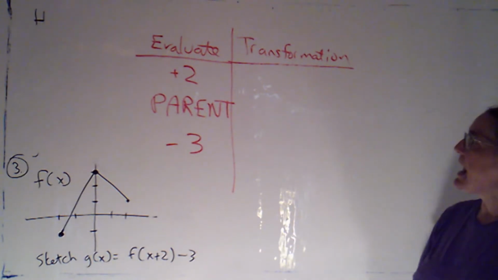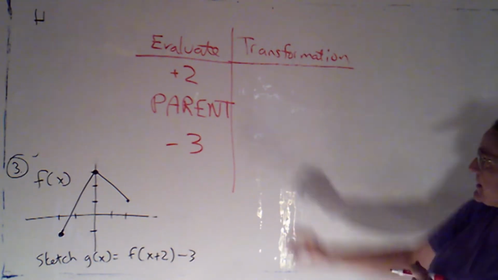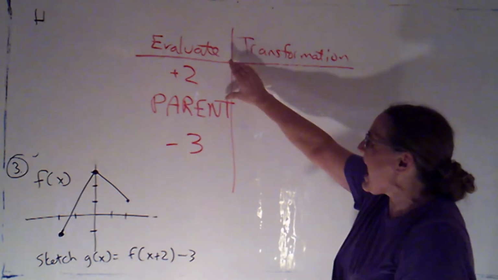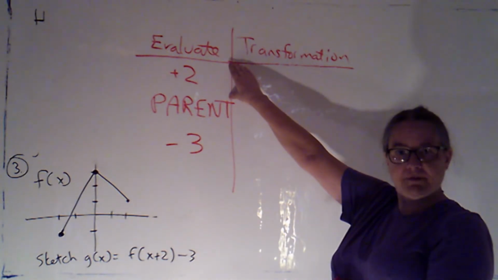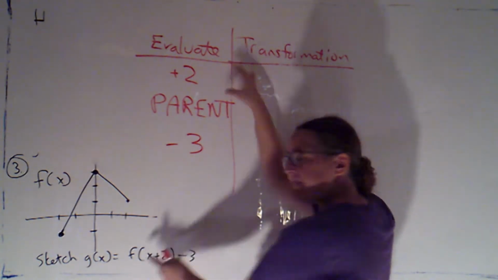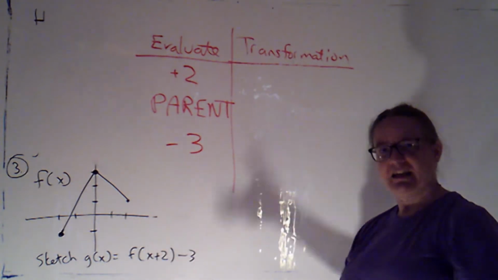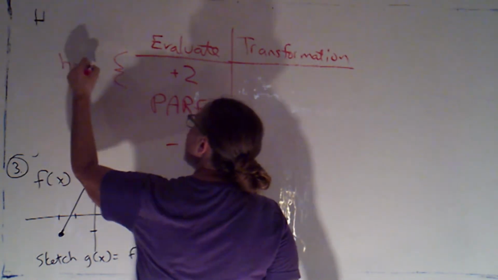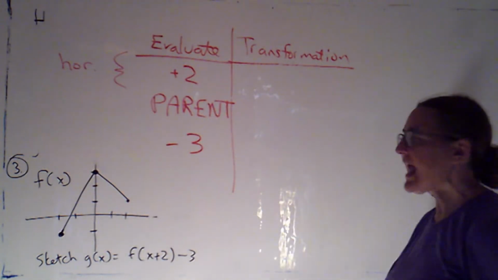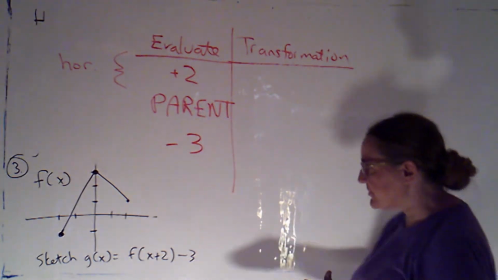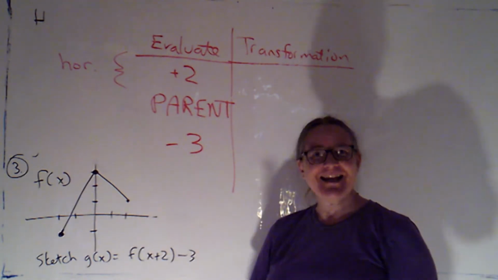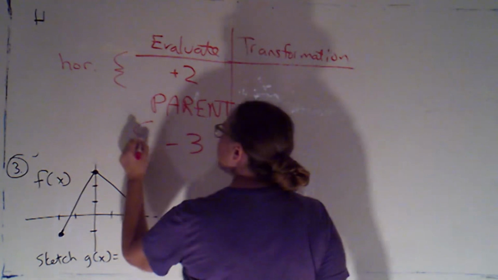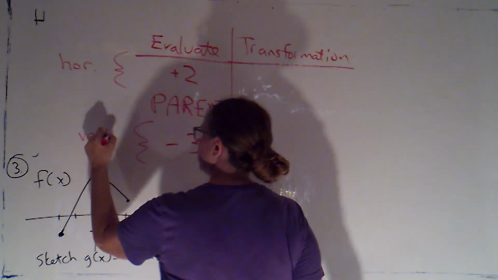Okay. Now, what's kind of nice about this is I can see, here's where the parent function is. Anything I did before I plugged into the parent function, that was changing the input. If I change the input to my function, that's going to be a horizontal change. Anything I do after I've plugged into f, that's changing the output. That's changing my y values, so that's going to give me a vertical change.